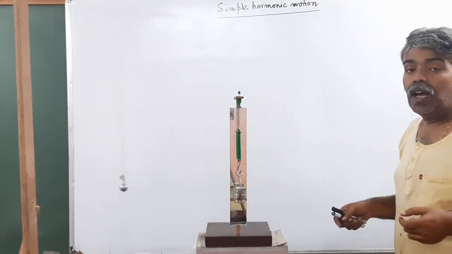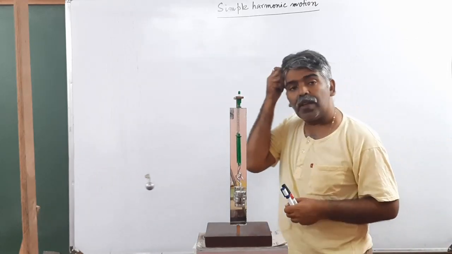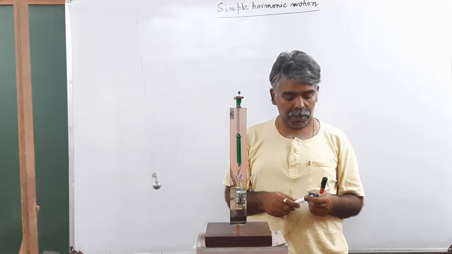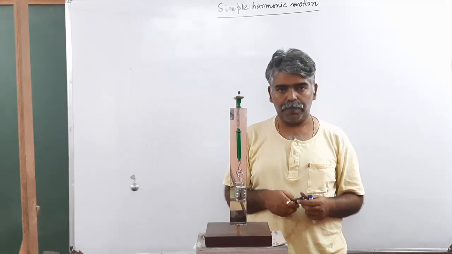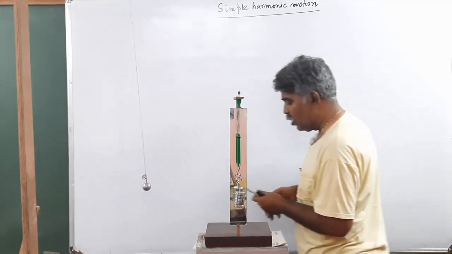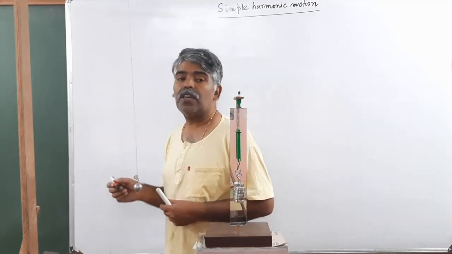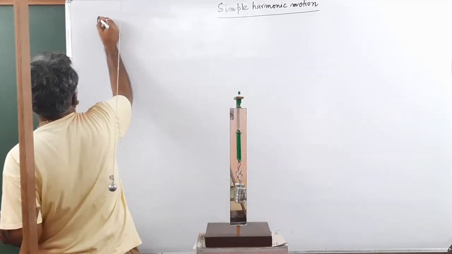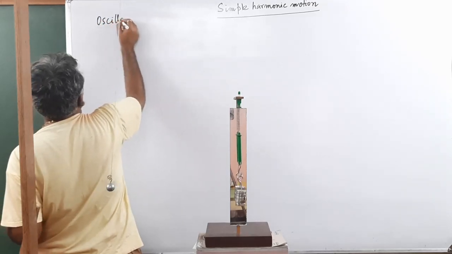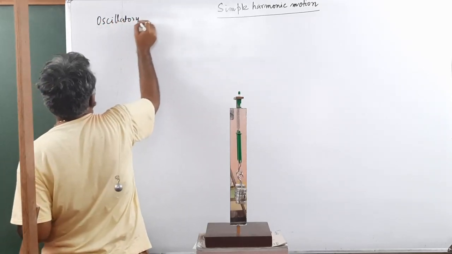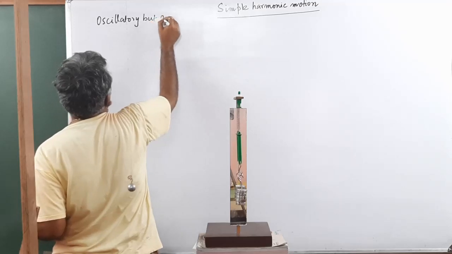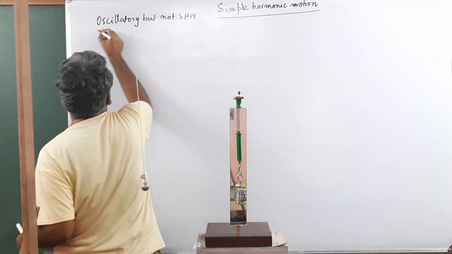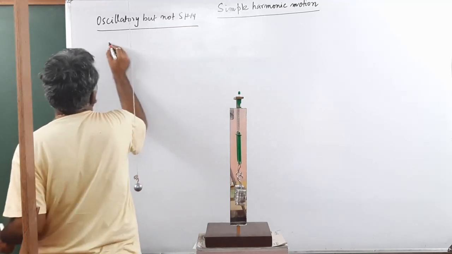But I must tell you that not all oscillatory motions are simple harmonic. There is a condition. Now let me give a few examples which are oscillatory but not SHM. I'll explain why it is so.